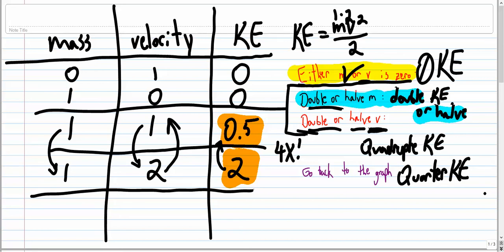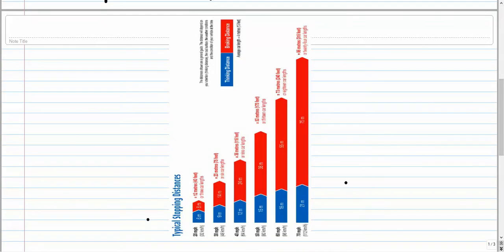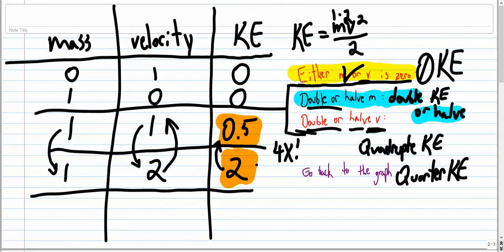So that explains why the graph looks like it looks. These red lines get longer with an exponential kind of growth curve. And there is my video on the kinetic energy equation.